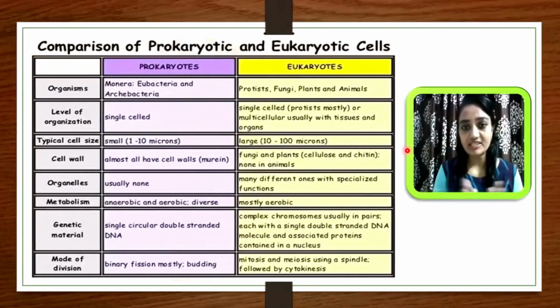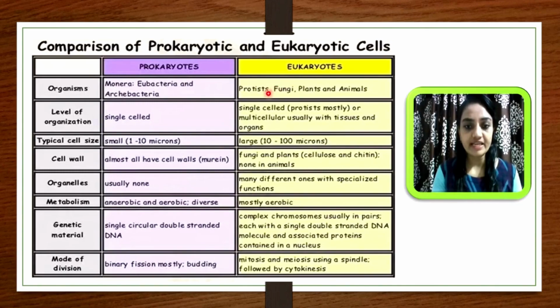After all this discussion, let me now summarize how prokaryotic cells are differentiated from eukaryotic cells. Let me discuss the differences between them. First of all, the organisms included in eukaryotes and prokaryotes. The organisms included in the prokaryotic group are the Monera, which include eubacteria and archaebacteria. We will learn in detail in chapter number 1 what eubacteria and archaebacteria are.